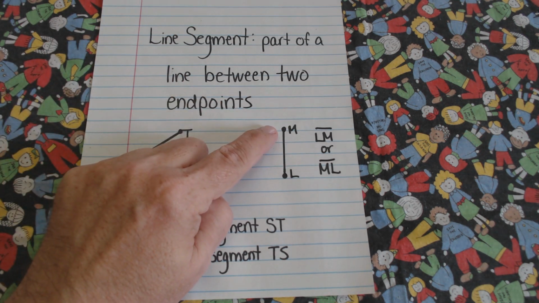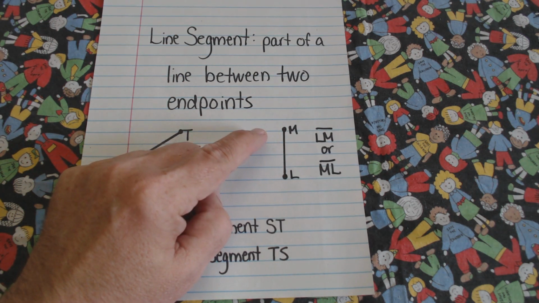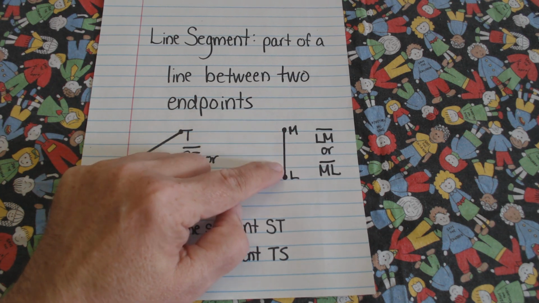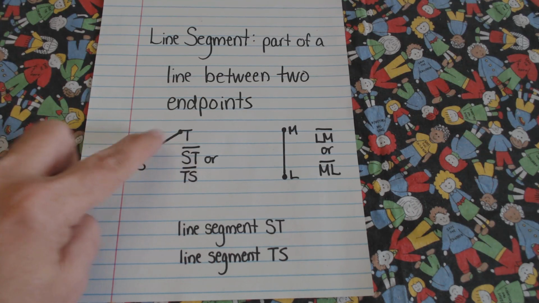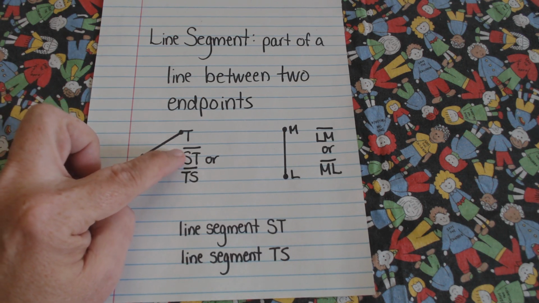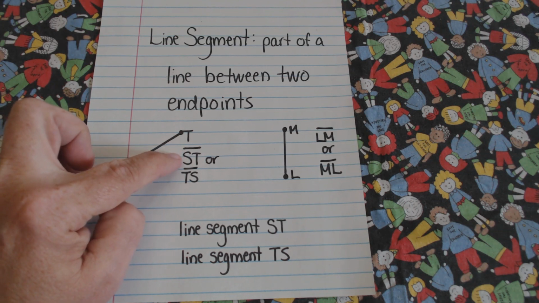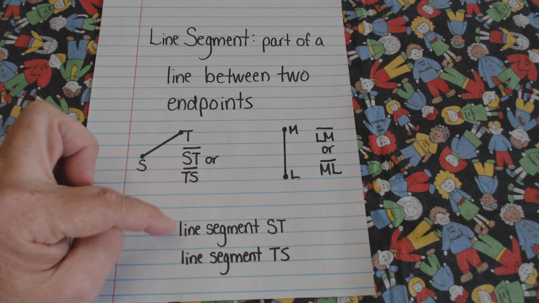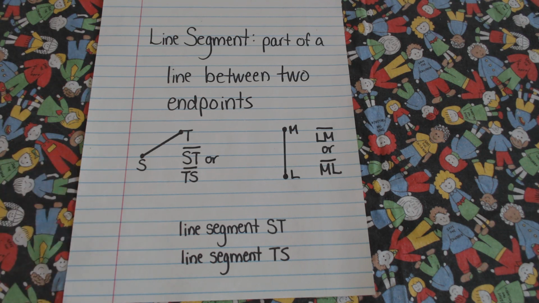Over here we have another line segment. We have an endpoint there and an endpoint there. So this would be line segment LM or line segment ML. So we read these as line segments on the first one, line segment ST, line segment TS. They're written like this. Notice it's an S and a T with just a bar over it, no arrows on the end. The order of the endpoints does not matter, but when we read it, we say line segment ST or line segment TS. So we've now done points, we've done lines, we've done line segments.